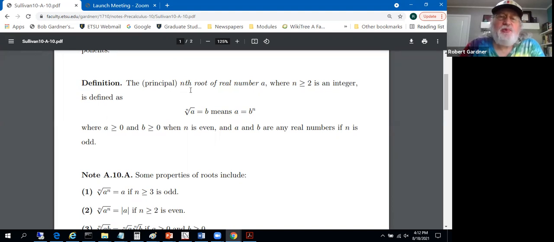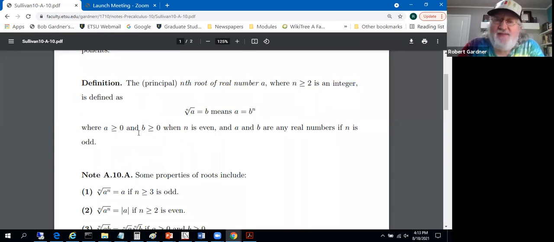There's a definition: the principal nth root of a real number A, where n is greater than or equal to 2, is defined as the nth root of A equals B means A equals B to the n power, where A and B are both positive when n is even, and A and B are any real numbers if n is odd. So n being an integer, we're talking about nth roots at this stage.